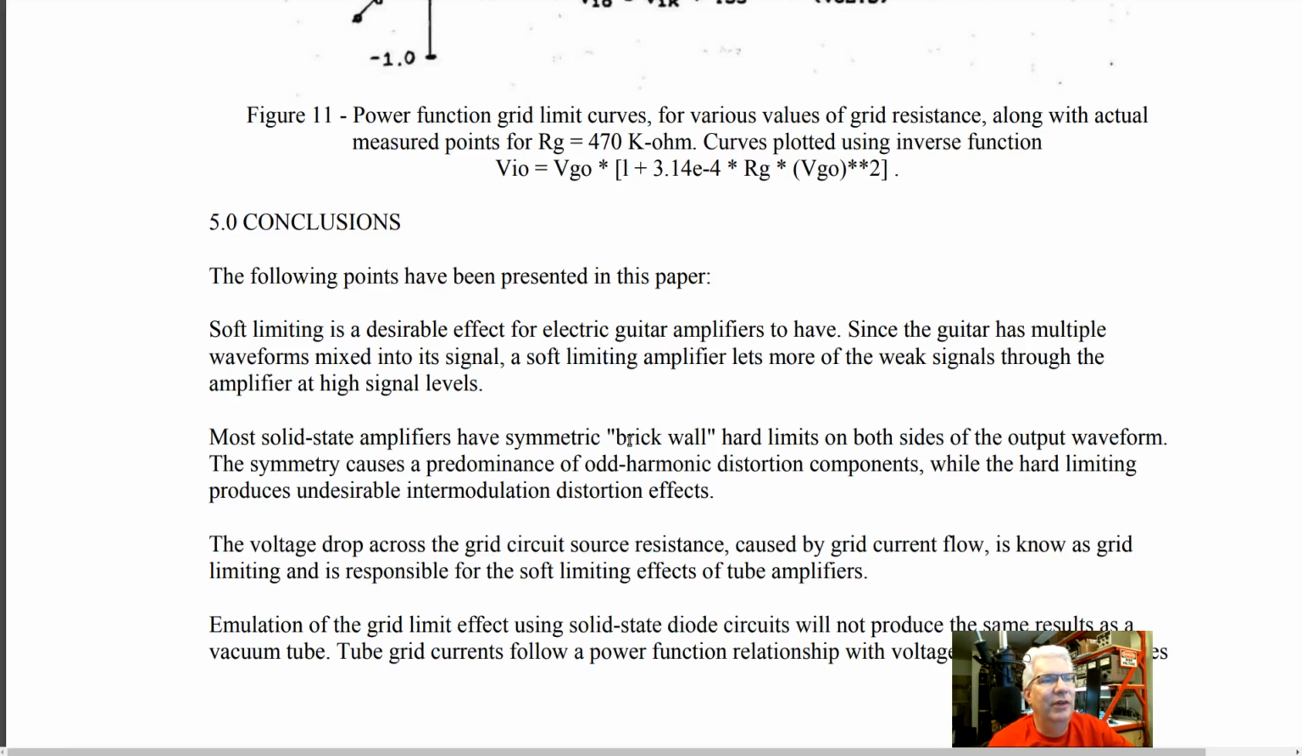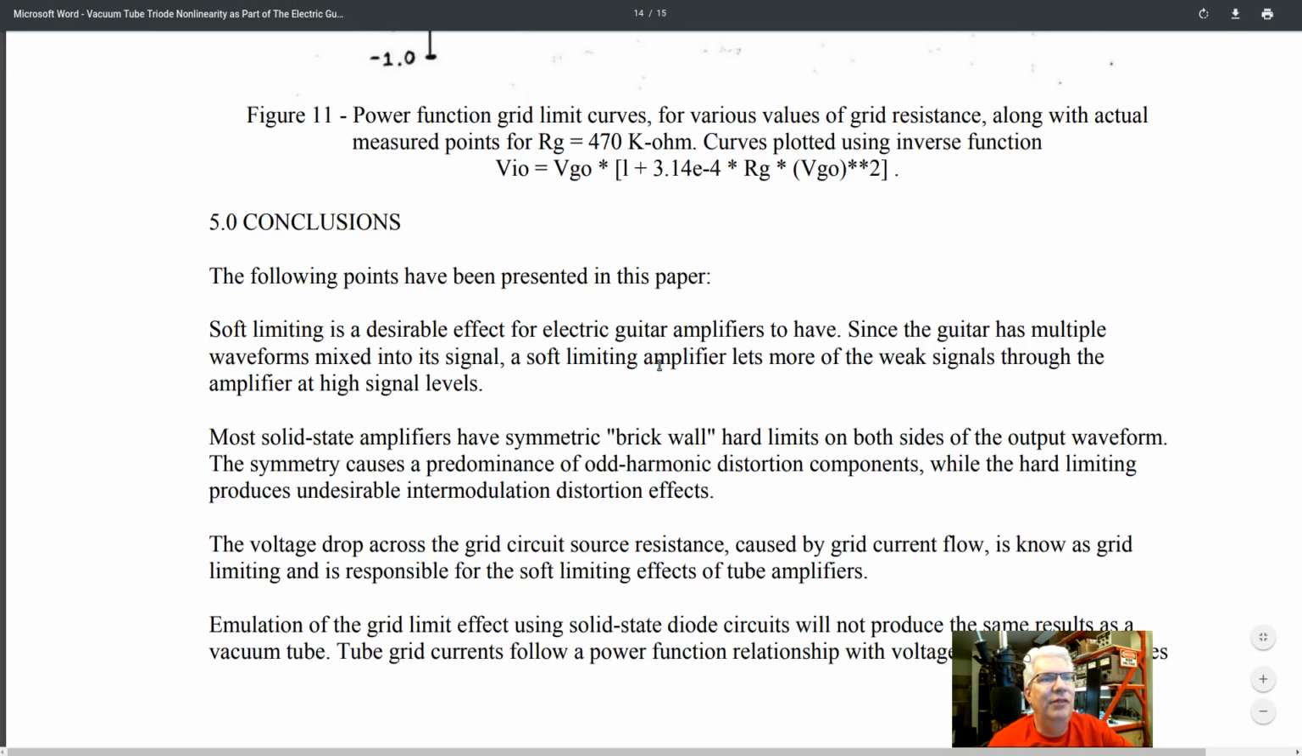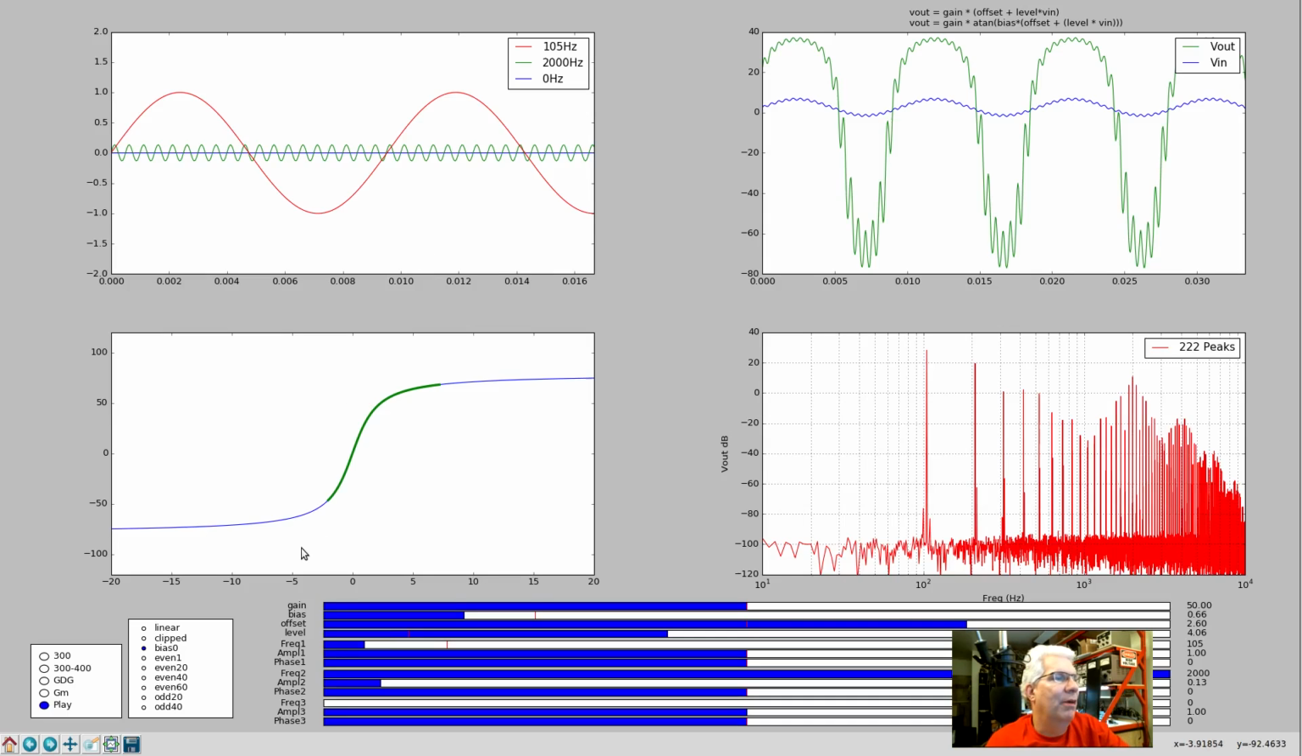He says most solid-state amplifiers have a symmetric brick wall, which we've actually seen, where it limits both sides of the output waveform, which is what we're doing. And this symmetry produces predominantly odd-order harmonics, and the hard limiting produces undesirable intermodulation distortion effects, which we are clearly seeing there. But up here he says that a soft limiting amplifier lets more of the weak signals through the amplifier even at high signal levels, which is exactly what we're seeing when we go over to our tube bias, because you can kind of see that we're still getting frequencies through here. Now our intermodulation distortion has created 222 peaks instead of the 2,000 peaks.